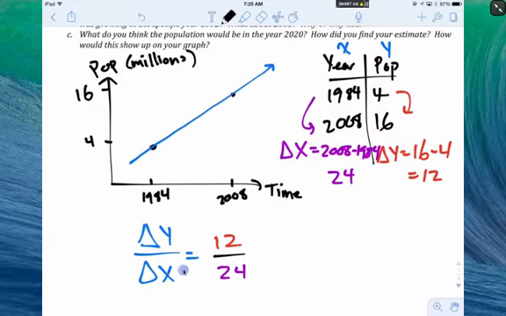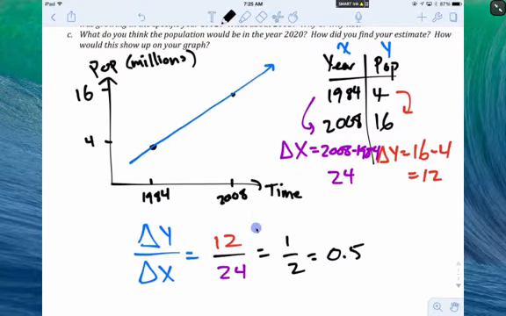That was our change in years, from 1984 to 2008, and our change in the population from 4 to 16. Awesome. Now this is a ratio, but we can also simplify that ratio down to 1/2. Or you can even call it 0.5. I know we're going between fractions and decimals, but oh well. This 0.5 means that, on average, every 1 year, the population goes up by 500,000 people. That's the same thing as this 1/2 here. You can also interpret this to mean that in 2 years, the population goes up by 1. Just 2 halves is 1.